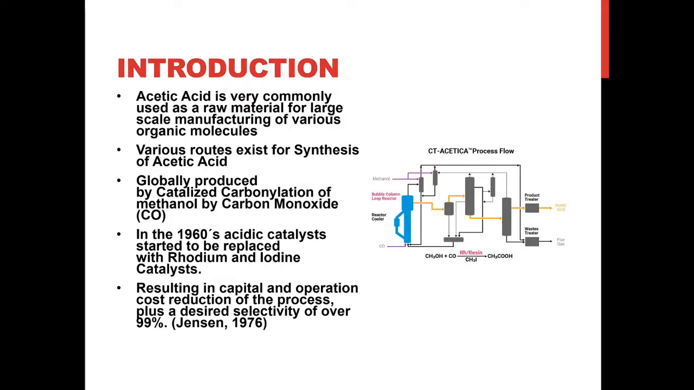Acetic acid is produced on a large scale for use as a raw material in the manufacture of many organic products. By the 1960s, rhodium and iodine catalysts were beginning to replace the old methods of production which involved the use of acidic catalysts. This development led to reductions in capital and operations costs.